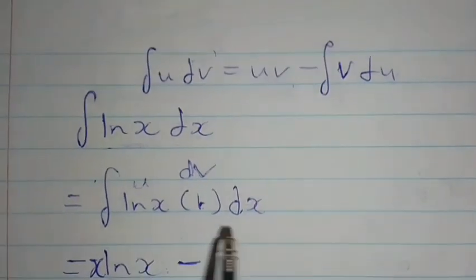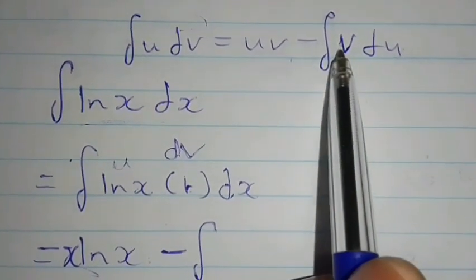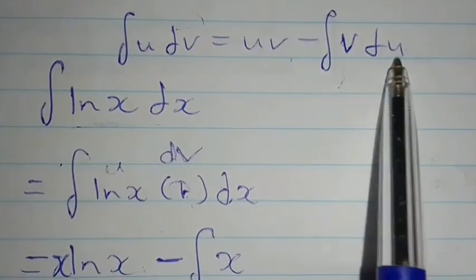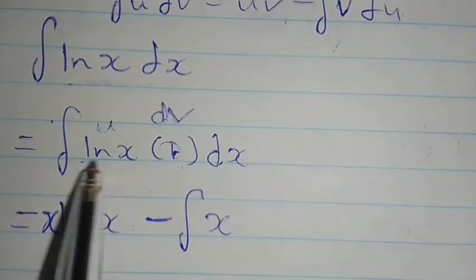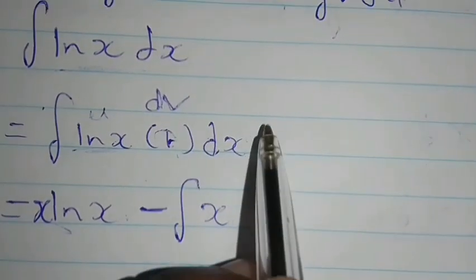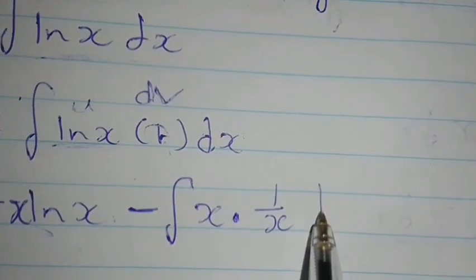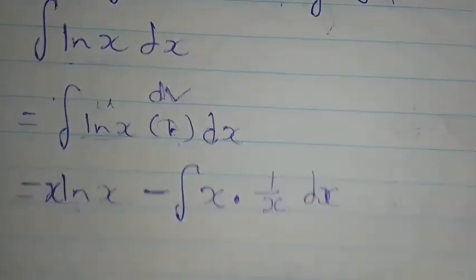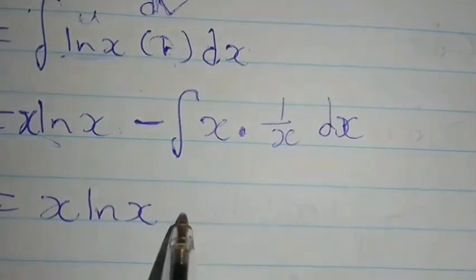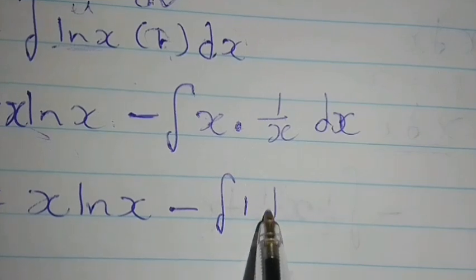Now you're gonna subtract the integral of this, which is x, and du in this case will be the derivative of ln x. The derivative of ln x is 1 over x dx. If you further continue with this, you're gonna have x ln x minus x times 1 over x, that's 1. So you're gonna have the integral of 1 dx.